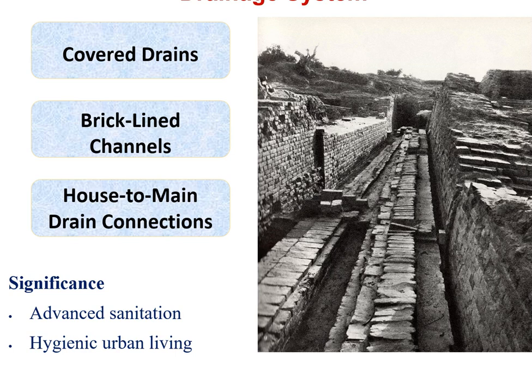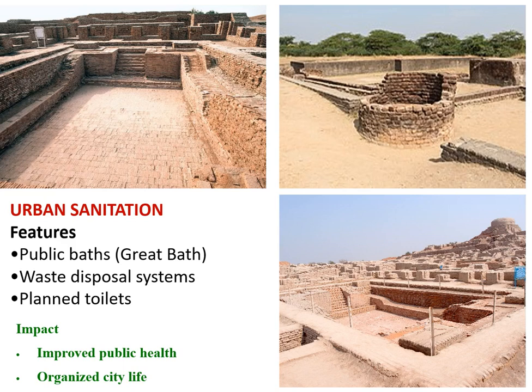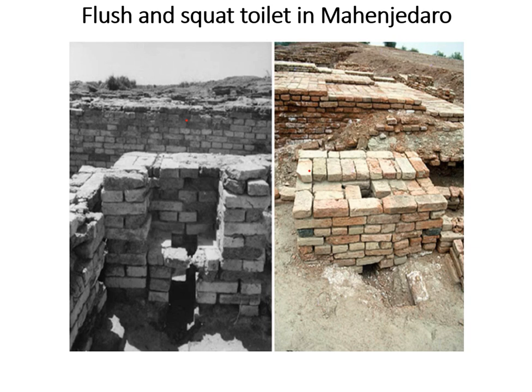Now coming to urban sanitation. They were using public baths, what we call the great bath, waste disposal systems, and planned toilets. These are the diagrams showing the public baths. These are the Harappan Mohenjo-daro toilets, squat toilets. They had flush and squat types of toilets. This is very advanced. Even before 3500 BC, they were using this.